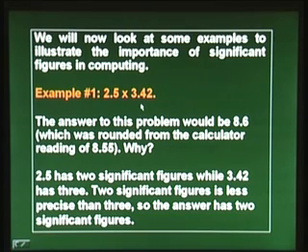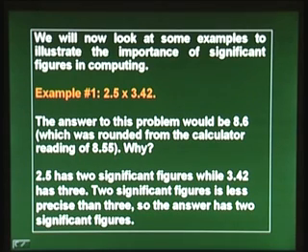So now the question is, what is the number of significant digits? The answer to 2.5 times 3.42 would be 8.6. When we multiply it, we say that it's 8.6. But the question is, why are we retaining only two digits? Why don't you retain 8.55, or something like that?